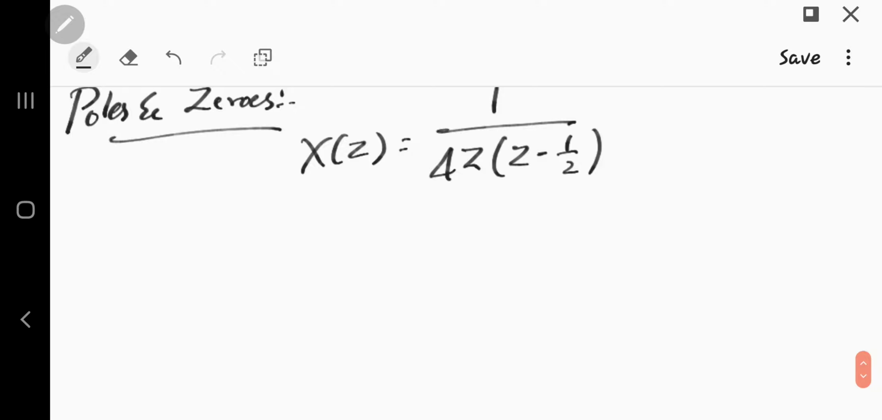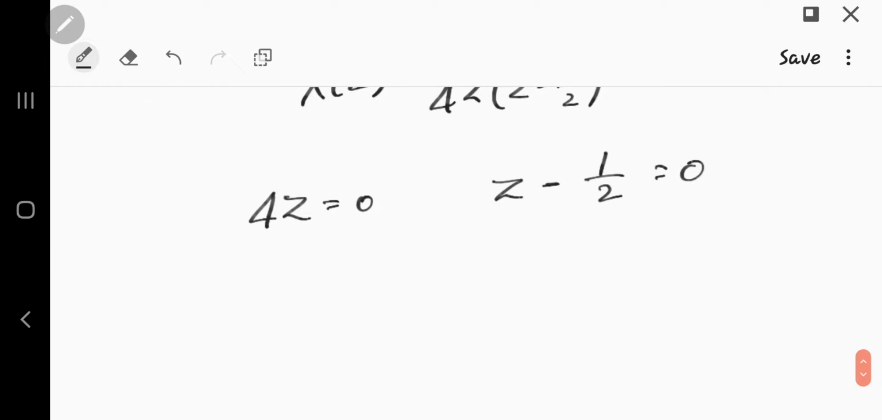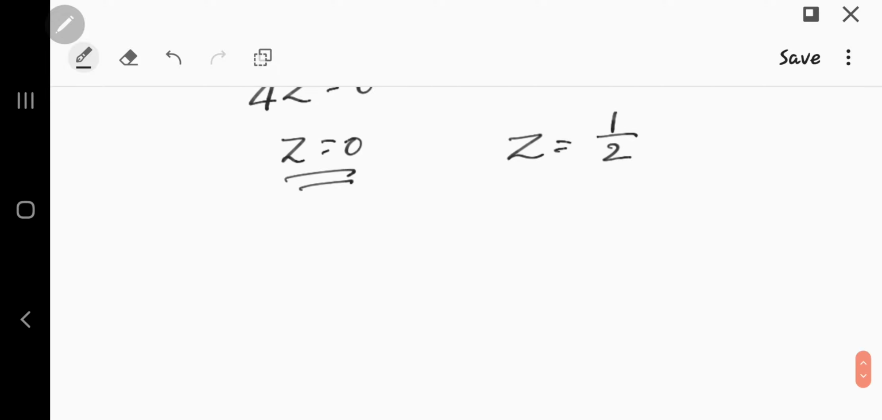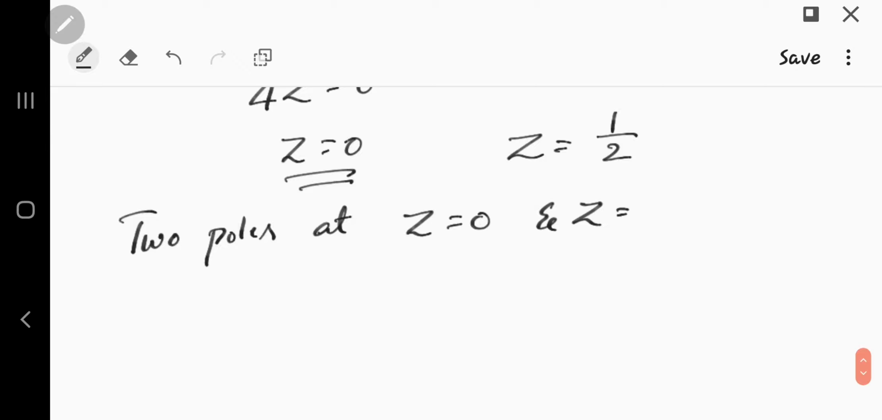So there is no zeros. So coming to poles, 4z is equal to 0 and z minus 1 by 2 is equal to 0. So this gives us z is equal to 0 and z is equal to 1 by 2. So we have two poles at z is equal to 0 and z is equal to 1 by 2.